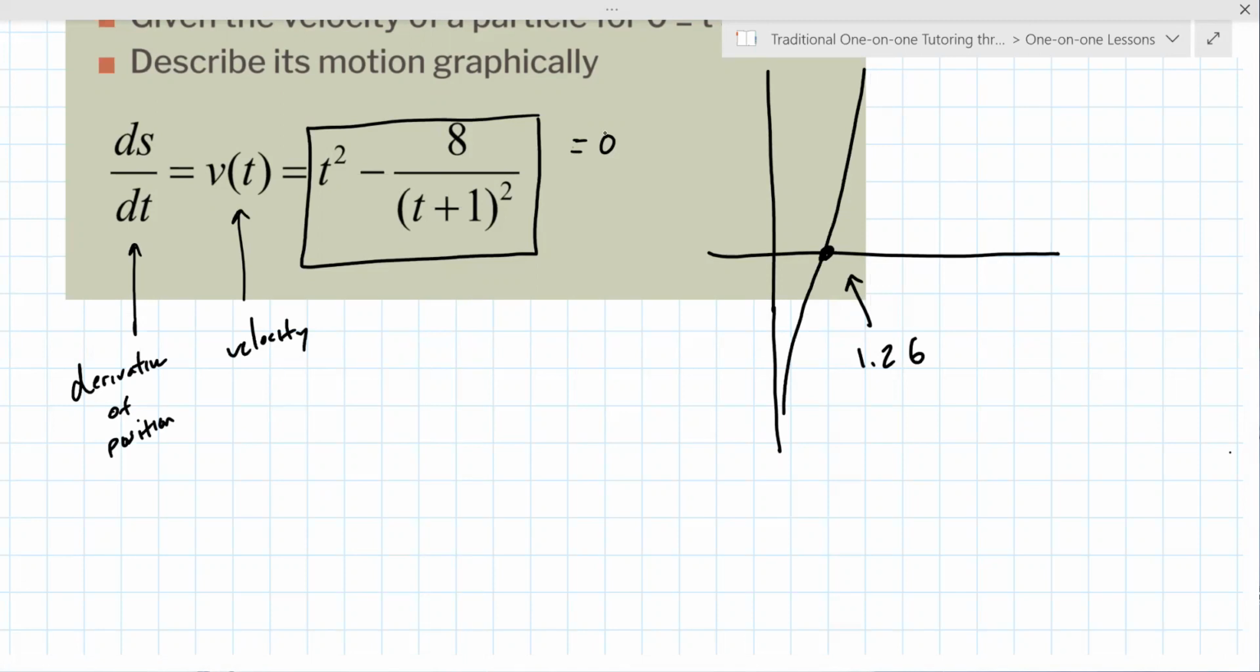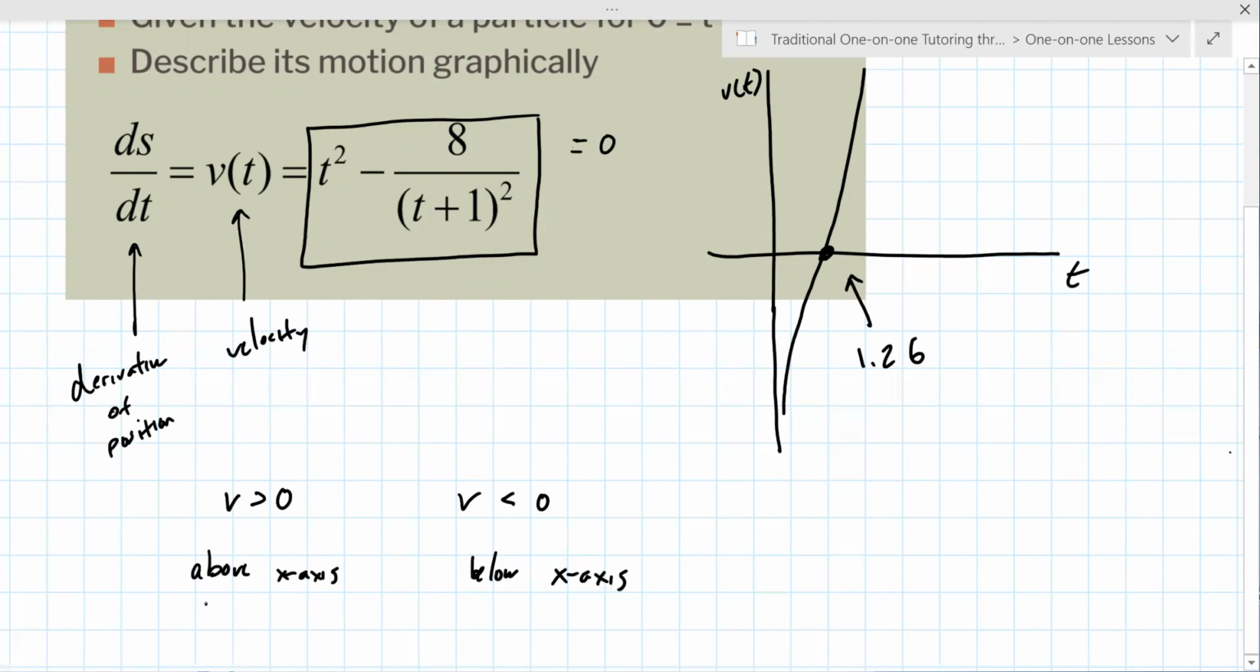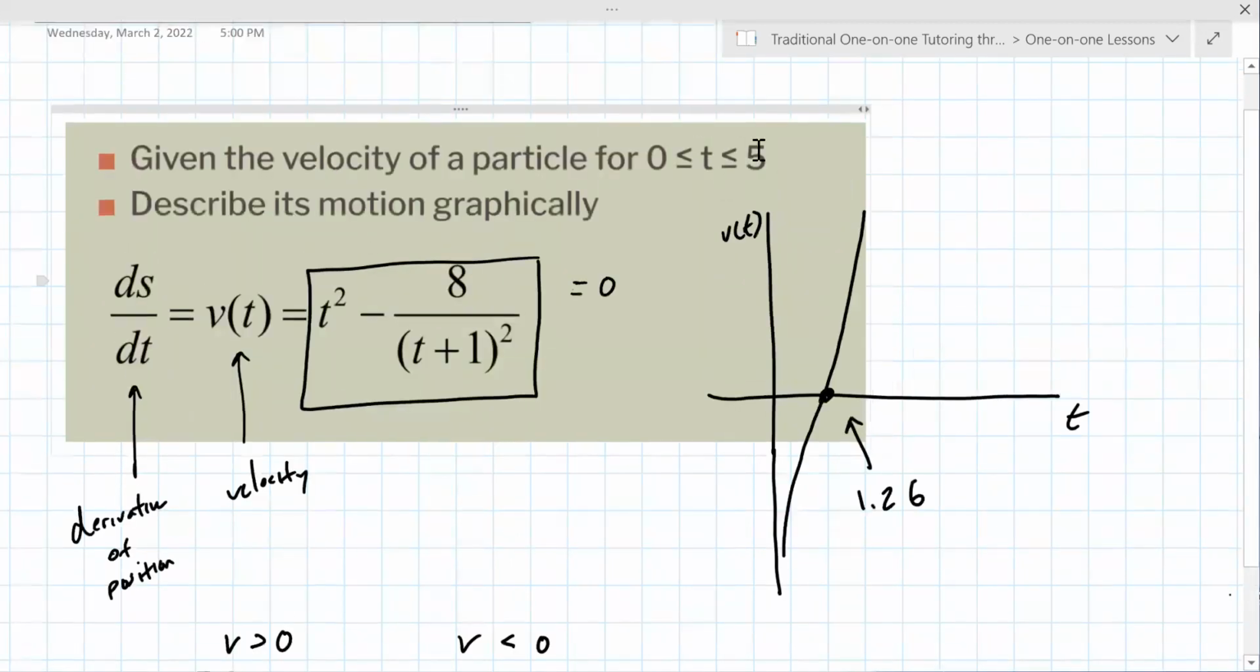So now that you have this graph on the right, I can ask you things like, where is the velocity greater than 0? Where is the velocity less than 0? Greater than 0 means it's above the x-axis, or in this case, the t-axis. And less than 0 is when it's below the x-axis. So it's above the x-axis from 1.26 to 5. I stop at 5 because the problem says it only goes to 5.